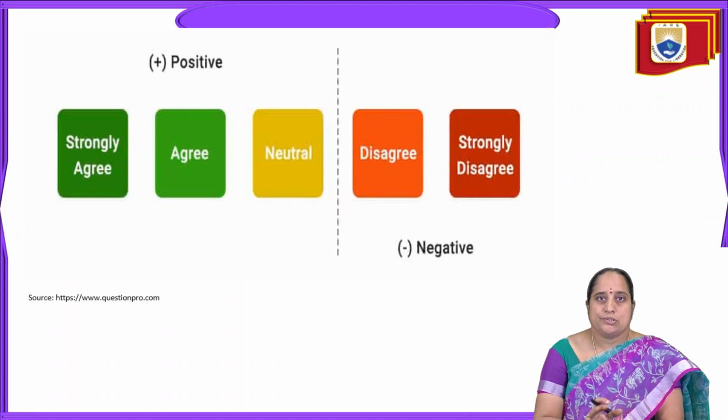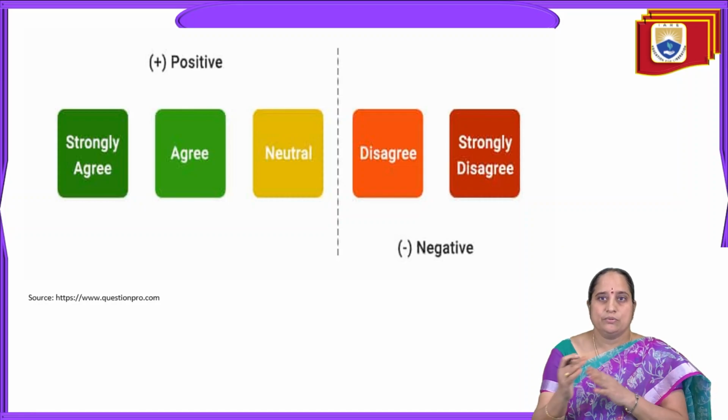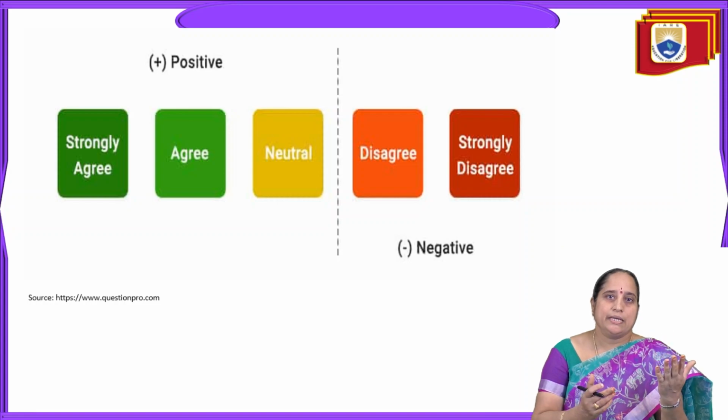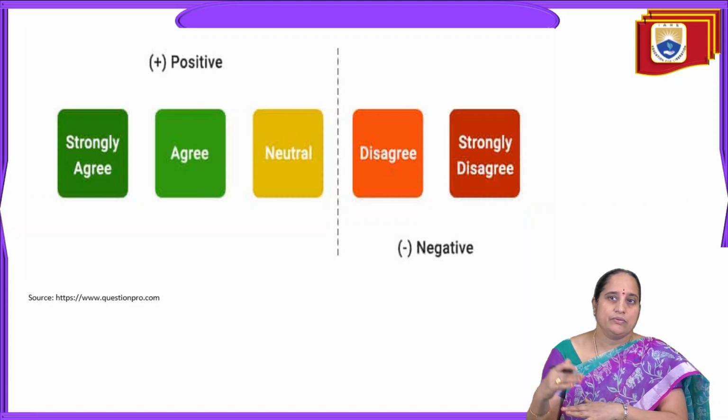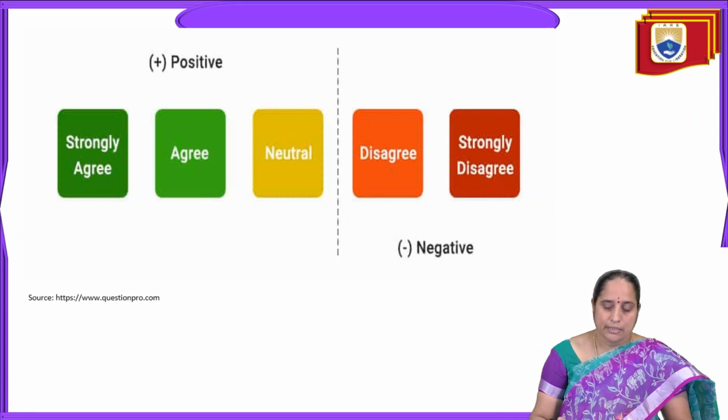So this is the structure of the Likert scale. It moves from positive to negative. Strongly agree, agree, neutral. Neutral means neither agree nor disagree. And then comes disagree, and the next level, strongly disagree.